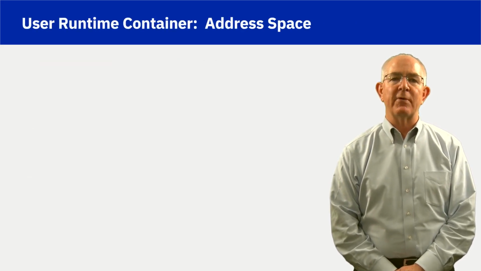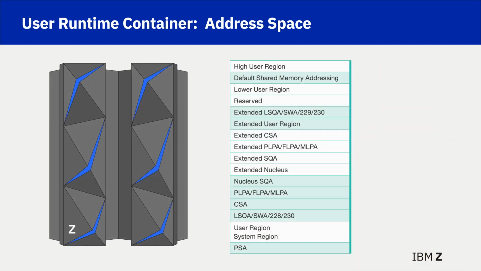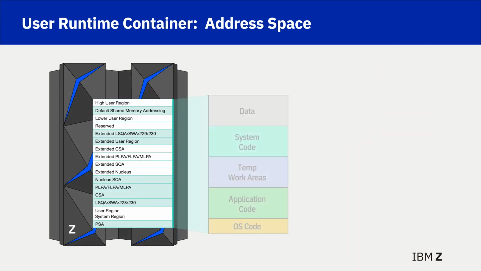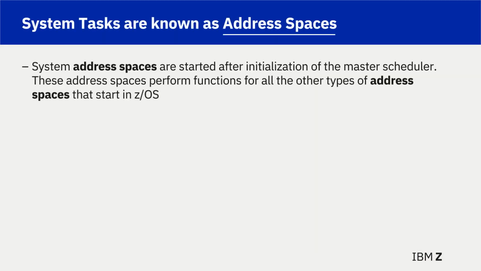View z/OS address spaces as user runtime containers. A z/OS can run hundreds and even thousands of address spaces concurrently. System address spaces are started after initialization of the master scheduler. These address spaces perform functions for all other types of address spaces that start in z/OS.